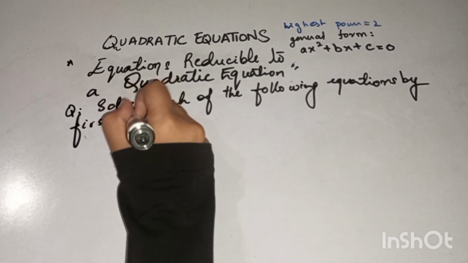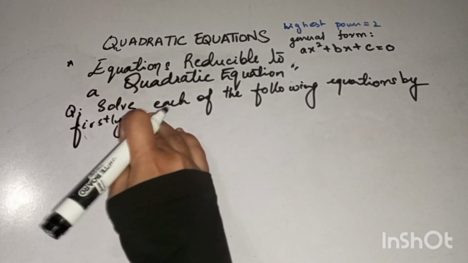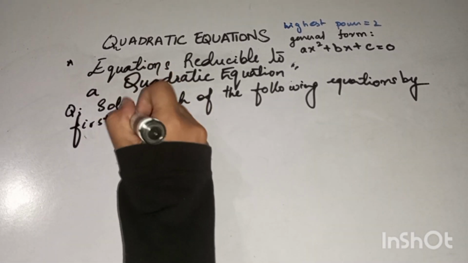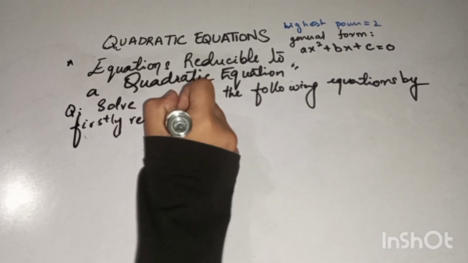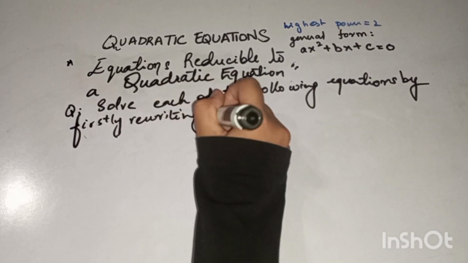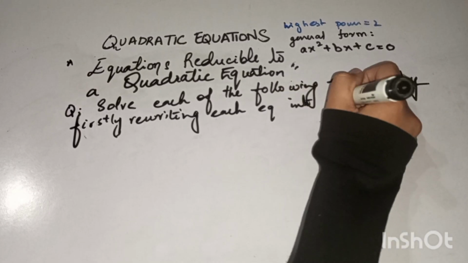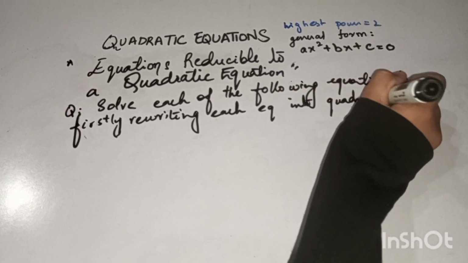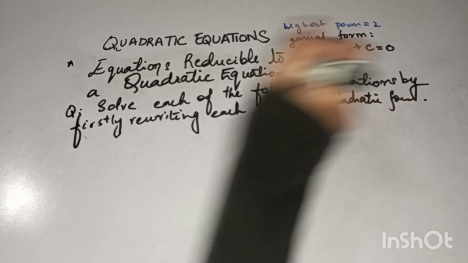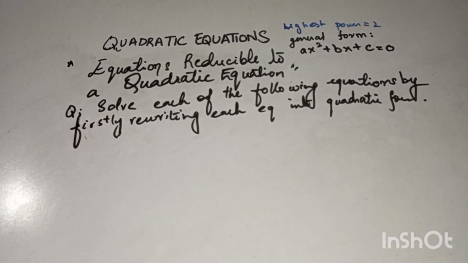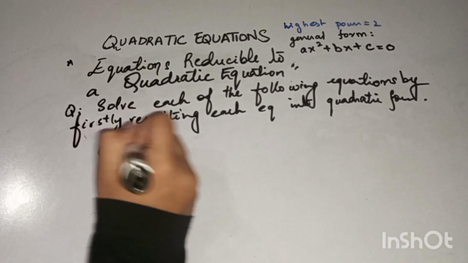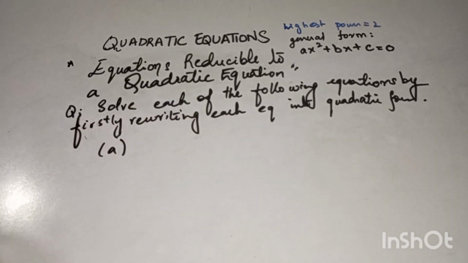So what you have to do is first rewrite the equation given into quadratic form. And what is quadratic form? I have written the quadratic form here, that is the general form. The general form is equal to ax square plus bx plus c. So basically, if a part is given which looks like this.